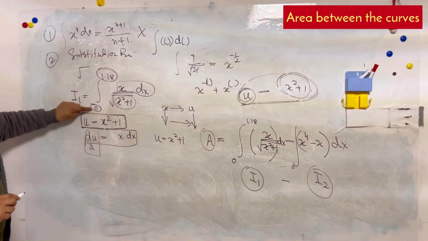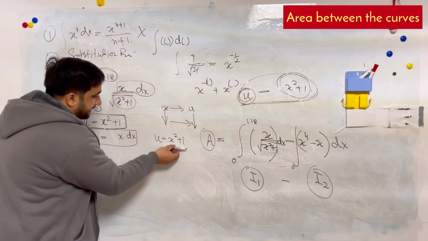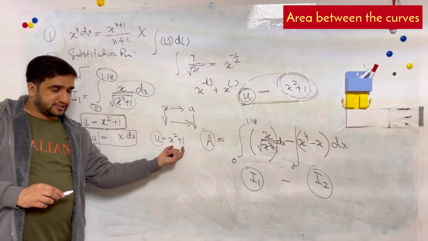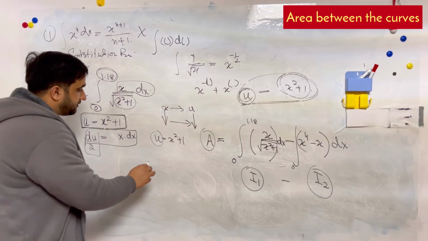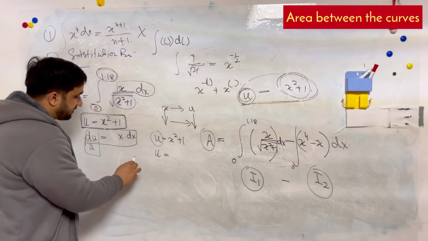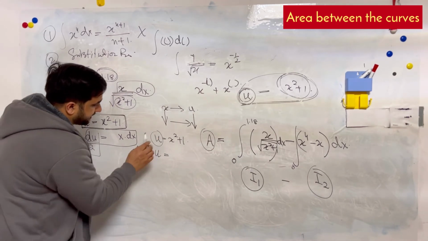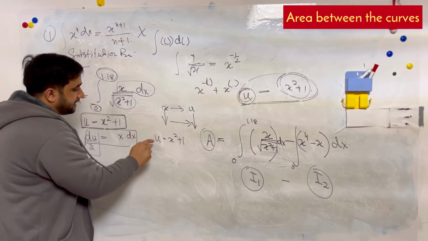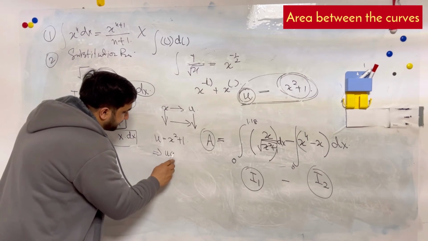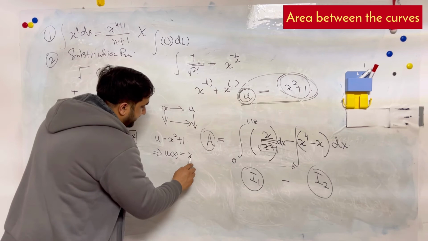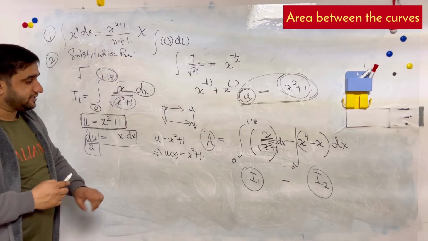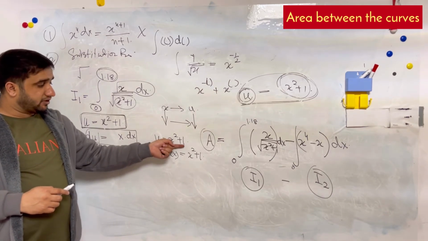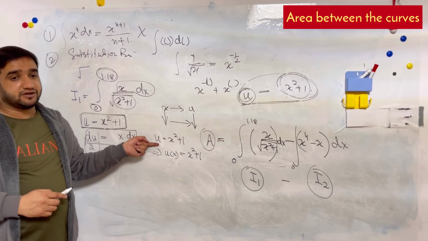So when x, a, is equal to 0, I can find the value of u, because u is equal to the value of x square plus 1. Let me give you one more thing. What is the substitution u actually? This u is actually u of x, and this is equal to x square plus 1. It means your function u is dependent on the value of x. Whatever the value of x will be, that will change the value of u.